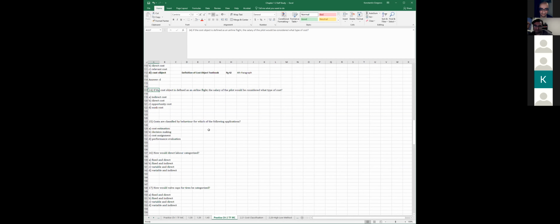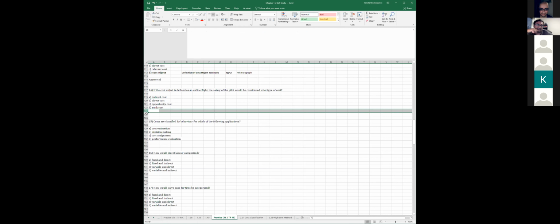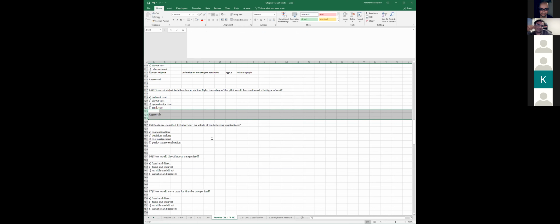If the cost object is defined as an airline flight, the salary of the pilot would be considered what type of cost? We should get this. Direct cost. Yeah. If you don't have him, you're not flying.